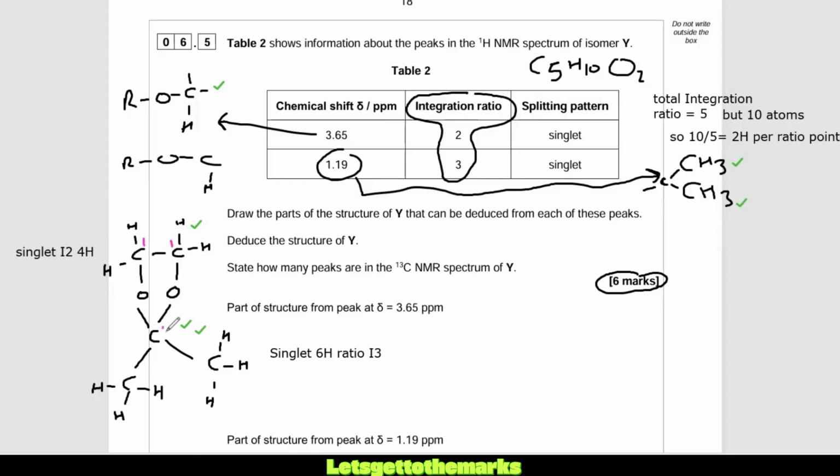But how many peaks would you get on a carbon 13? Well, that one in the middle is unique, and then those 2 are unique. So there's 3 different, so it'd be slightly different than the HNMR. You'd get 3 different C-13 NMR peaks, and that gives you the 6th mark.